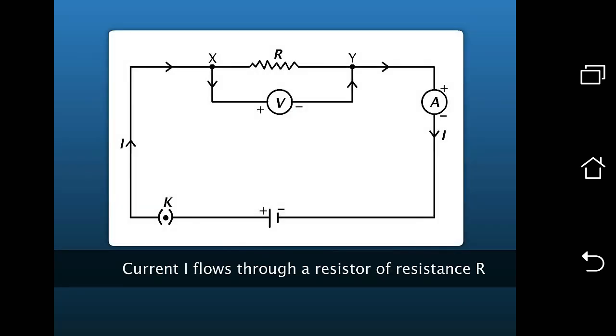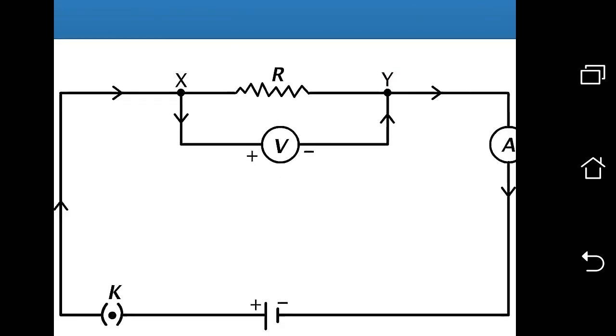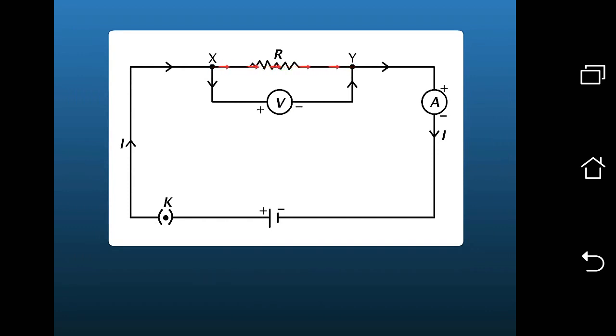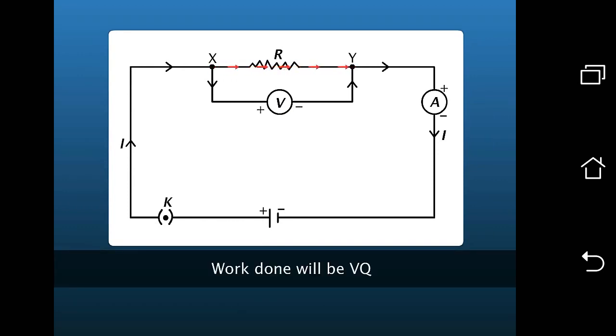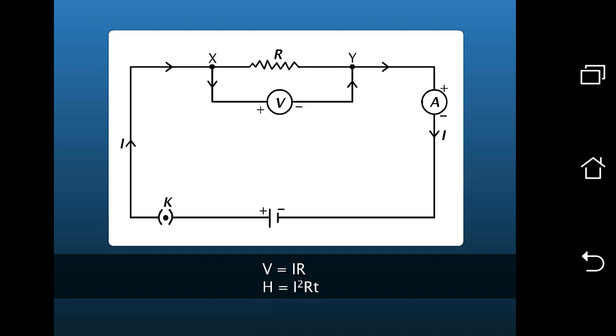A current I is flowing through a resistor of resistance R. The potential difference across it is V, and T is the time during which a charge Q flows across. The work done in moving the charge Q through a potential difference V is VQ. So, the source must supply energy equal to VQ in time T. Also, the amount of heat produced in time T for current I will be H equals VIT. As we know by Ohm's law, V equals IR, we get heat produced as I squared RT.